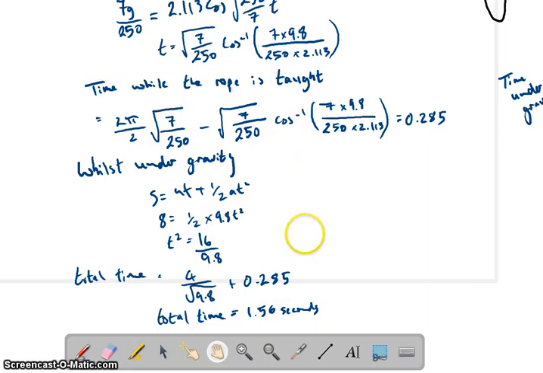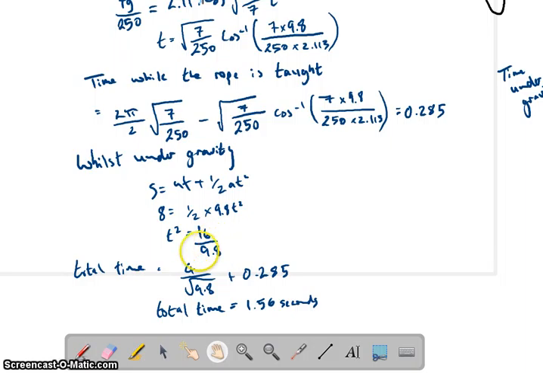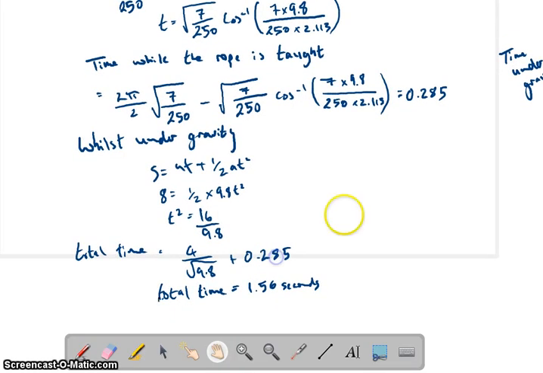So the time that little Mr. Climbing Dude spends falling is very easy to find from SUVAT. He falls 8 meters under gravity, initially stationary. And so we get t squared is 16 over 9.8, so the time is root 16 over root 9.8, so 4 over root 9.8, plus the time in oscillation, that gives us a total time of 1.56 seconds.